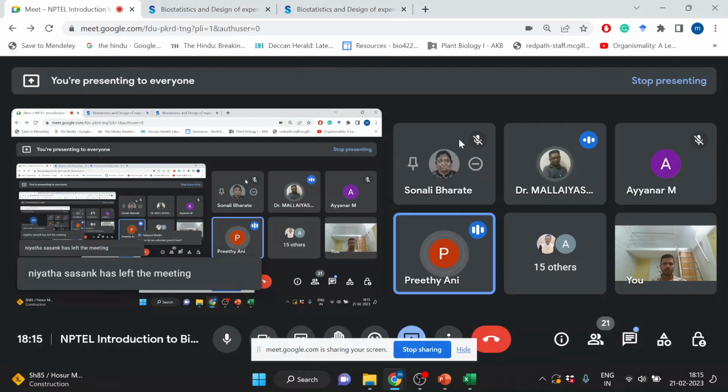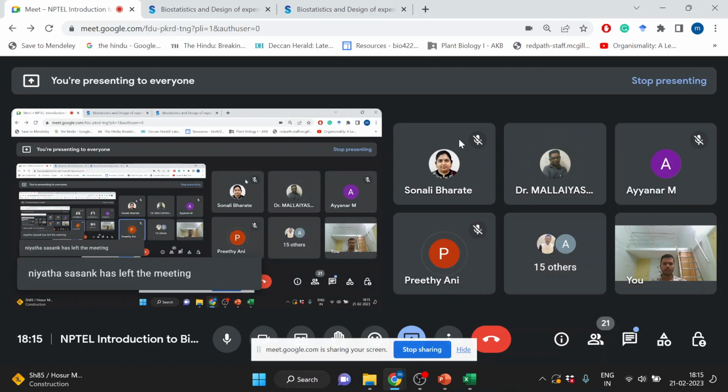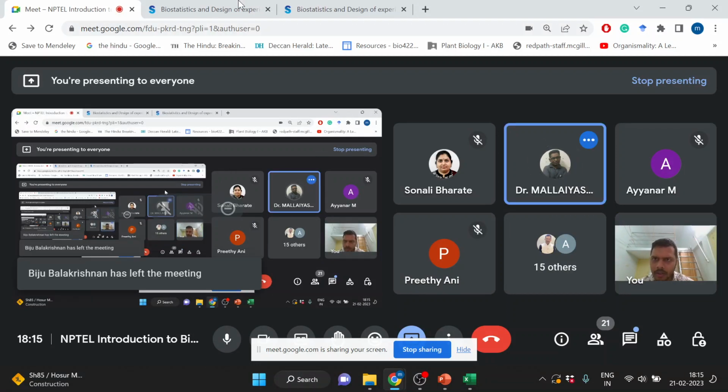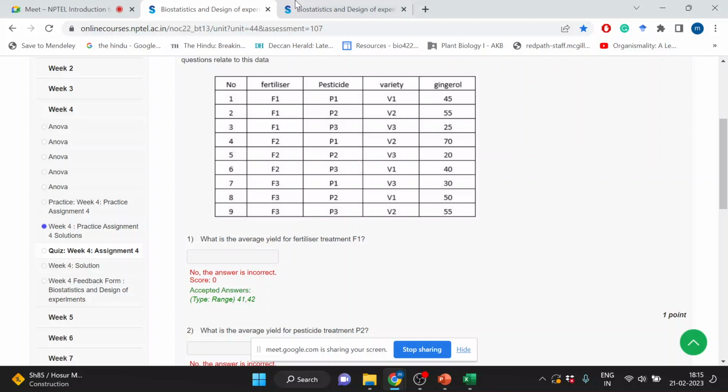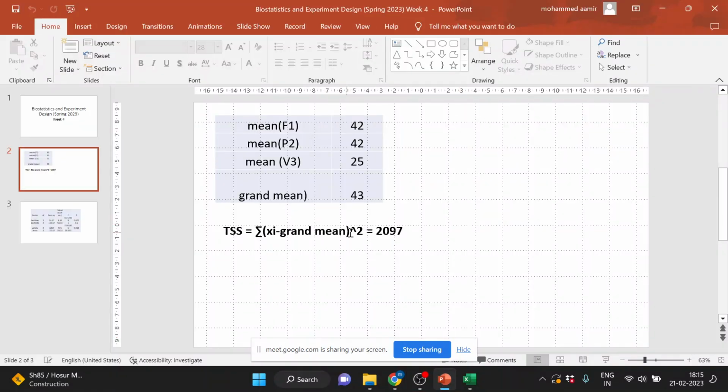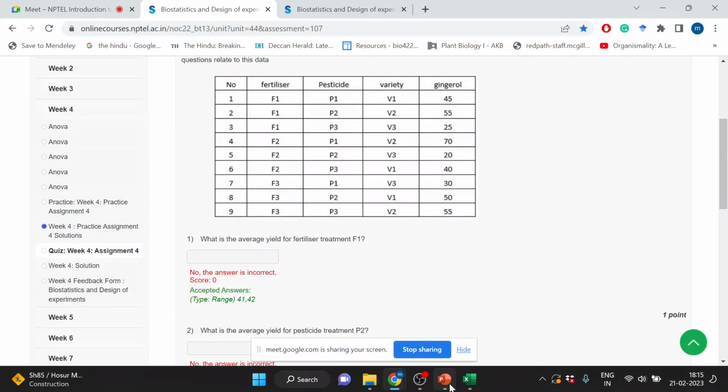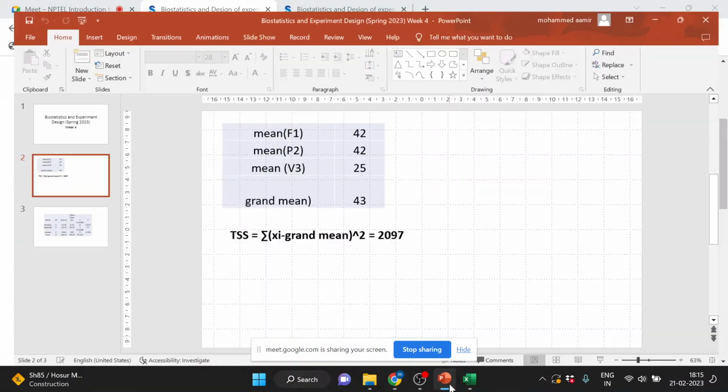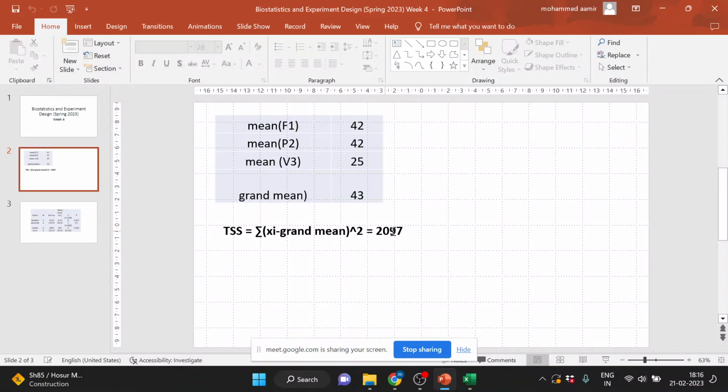So, sir, we have to find the mean of all the 9 values. For the grand mean, yeah, you need to find the sum of all values, and then from each data point, you need to subtract that grand mean and square it. So you have 9 values, right? So each value, 45 minus the grand mean squared, plus 55 minus the grand mean squared, and so forth. When you do that, you get the TSS, total sum of squares.